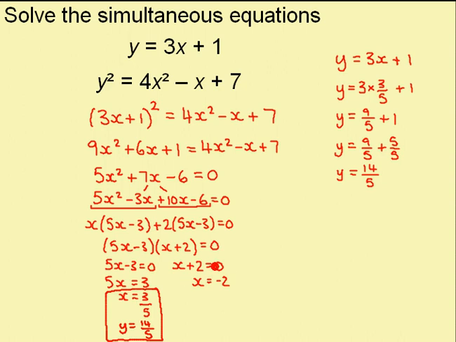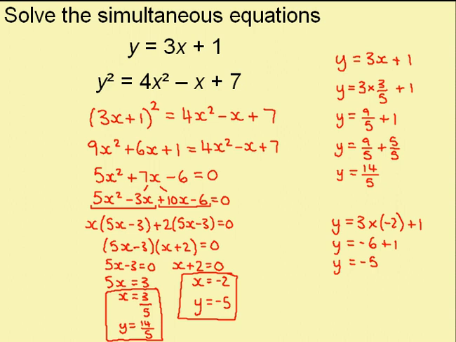Now I move on to x equals minus 2, and I substitute that into this equation. So I've got y equals 3 times minus 2 plus 1. So y equals minus 6 plus 1, so that makes y minus 5, and that's associated with this value of x. So I have y equals minus 5. This is my other pair of values. So in summary, I was asked to solve these simultaneous equations, and I got two pairs of answers.